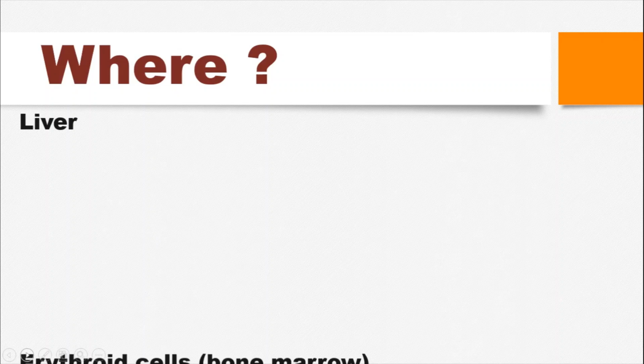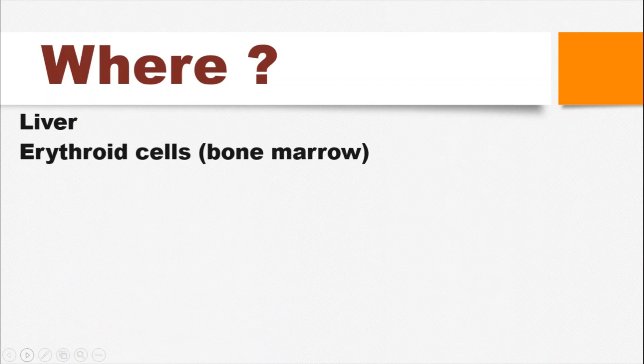Mainly it occurs in liver and erythroid cells. That means within the bone marrow. The process occurs in mitochondria as well as in cytosol.